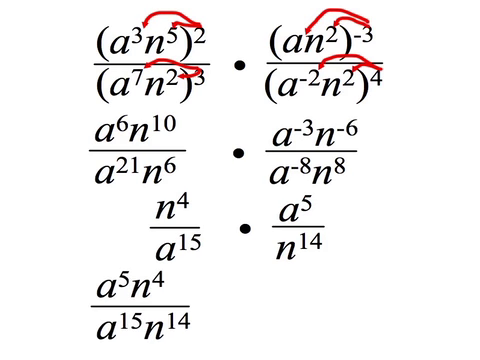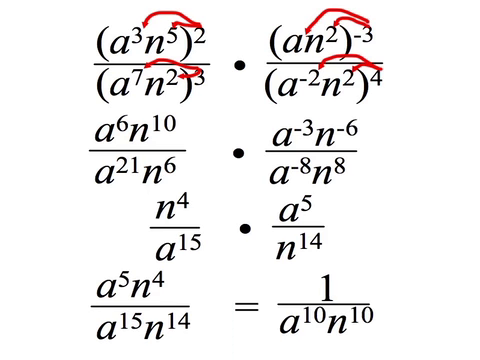And now we're running out of room, so we're going to do 2 steps at the very bottom. We're going to use what we know about multiplication of fractions to write a to the 5th times n to the 4th in the numerator, a to the 15th times n to the 14th in the denominator.